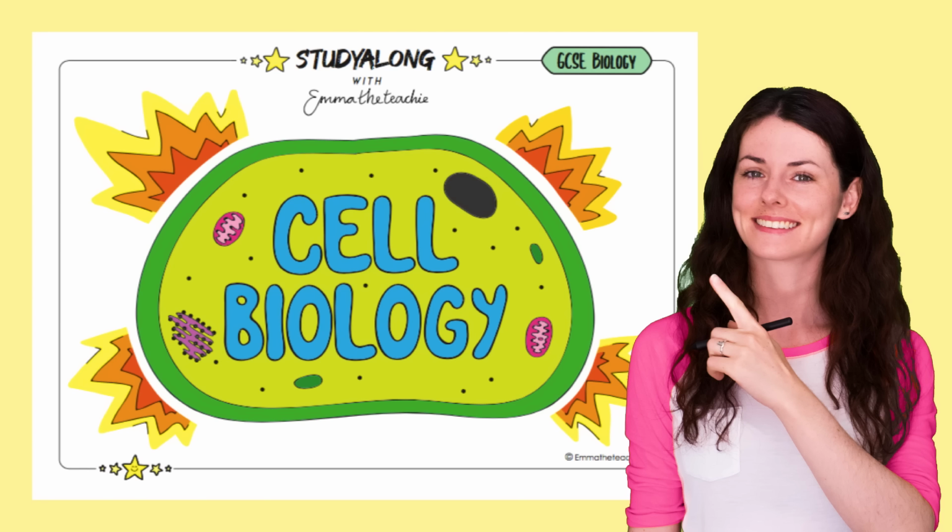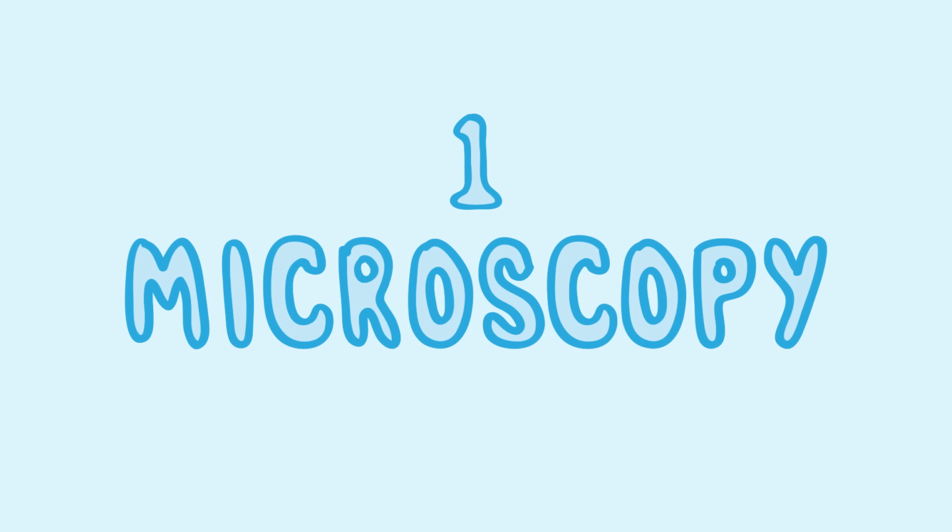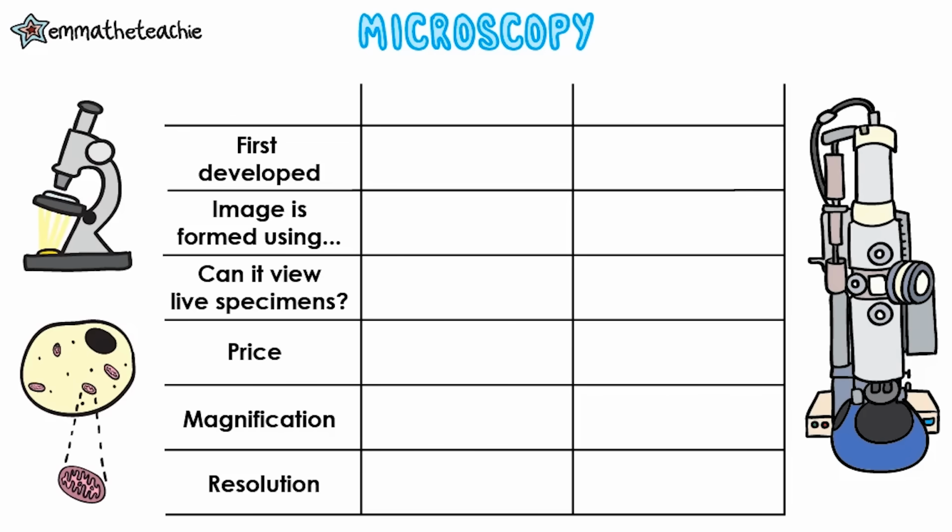Our first topic is cell biology, and we're starting with number 1, microscopy. We're going to look at two types of microscopes, as you need to understand how microscopy has developed and the differences between these two. First up is a light microscope, which you'll have seen and used in school. It was first developed in the mid-17th century, and it uses light to form an image.